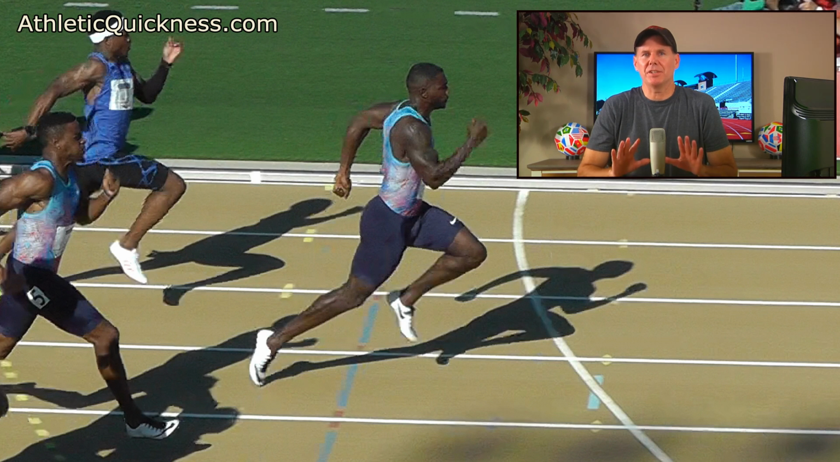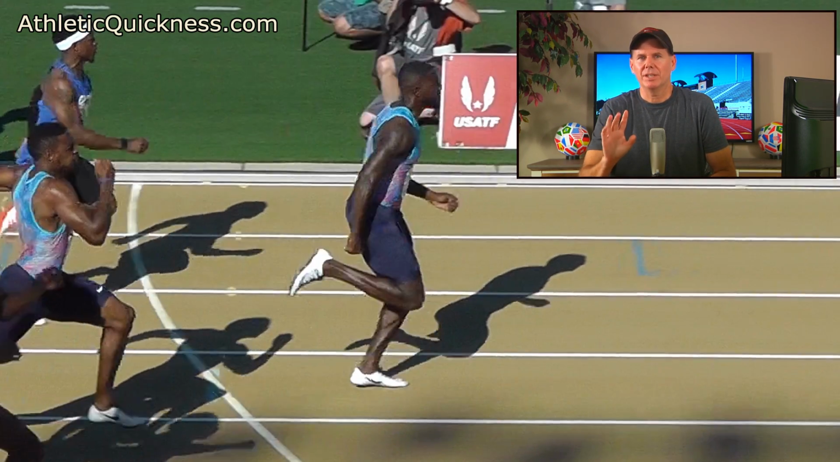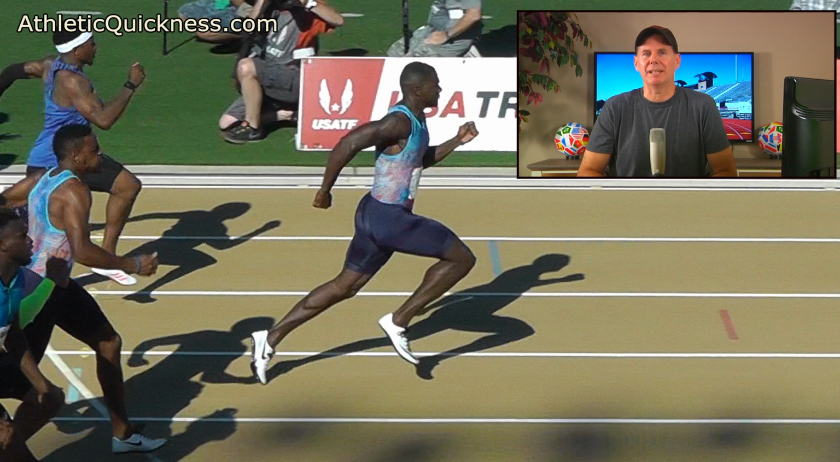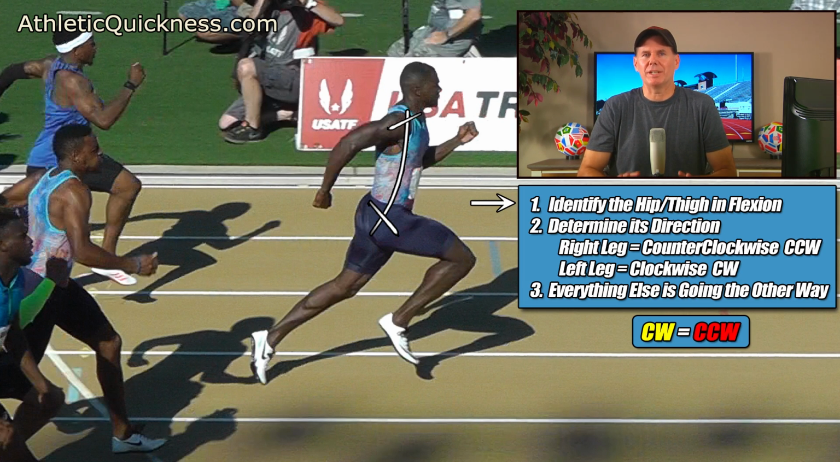Okay, let's now advance the clip a little further to where his arms and legs are switched, such as right about here, and do this again. Step 1 says to identify the hip or thigh that is in flexion. And so, which one is it? If you said the right one, good job. Step 2 says to determine its direction. And which way does the right leg always go? If you said the counterclockwise direction, you are right again.